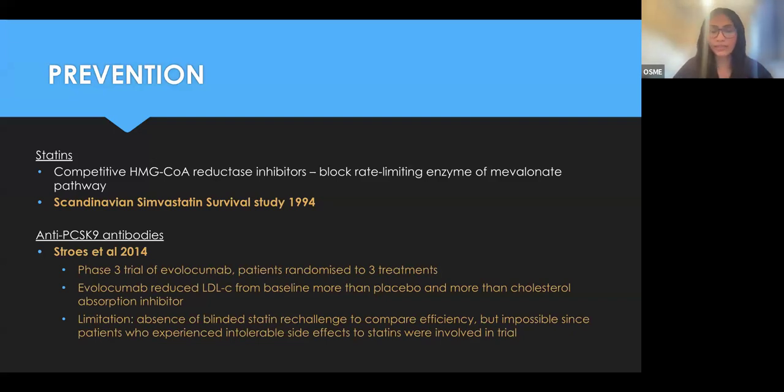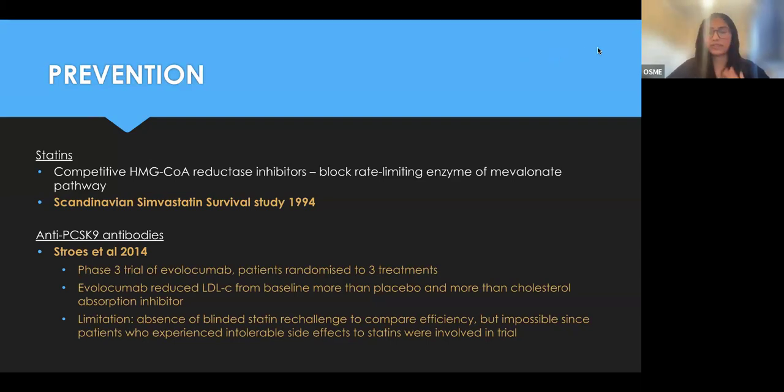So statins are competitive inhibitors of HMG-CoA reductase. So that's the rate limiting enzyme in the mevalonate pathway, that's involved in cholesterol synthesis, what's necessary for cholesterol synthesis. And newer therapies include monoclonal antibodies, so for example, against PCSK9, which, as I mentioned earlier, targets the LDL receptor for degradation. So this is one clinical trial.